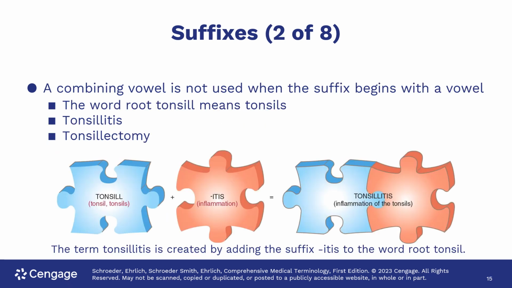The suffix already starts with a vowel here. So for the word tonsil, which means tonsils, you have itis, which is the suffix. It starts with a vowel. Do you need to put another vowel in? Nope. So you just put the two together.